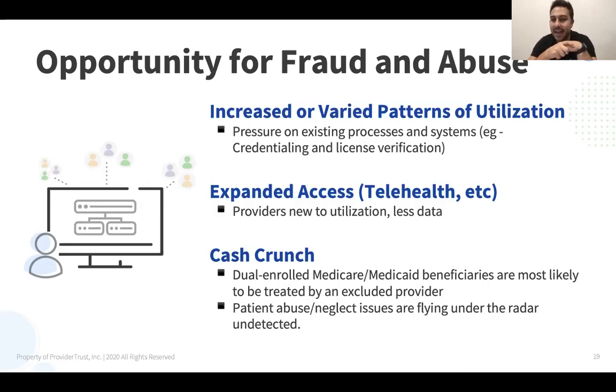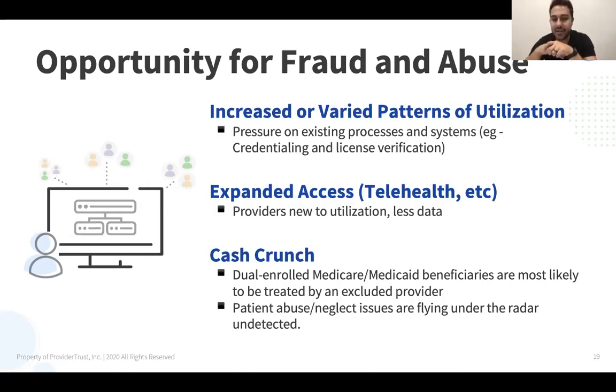So as folks potentially are losing their employer-sponsored coverage, they are now getting insurance through Medicare, Medicaid. We know that is where fraud, waste, and abuse lives within government programs. We see that all the time. We have plenty of content and plenty of research at Provider Trust to demonstrate that that's true.